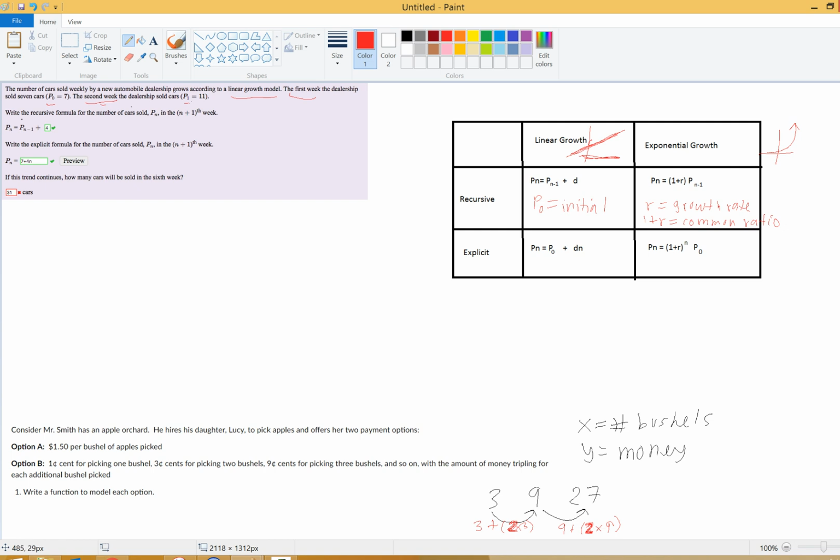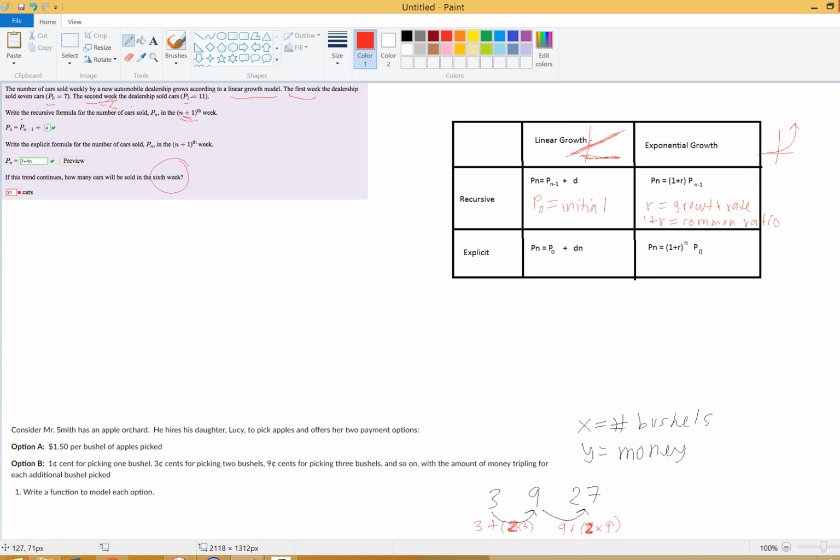So sometimes this happens, and if you notice right here, it says write the recursive formula for the number of cars sold, P sub n, in the n plus 1th week. And they say the n plus 1th week there because those numbers aren't lining up. Like you can see here, the second week has a 1 subscript. The first week has a 0 subscript. So if we're looking for the n plus 1th week, in a second when we get down to the 6th week, like it says here, we have to make sure it lines up correctly with which n we're using.